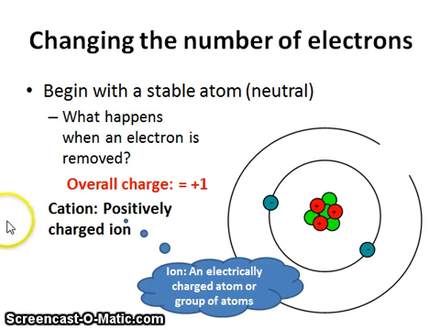A proper definition for a cation will be a positively charged ion, and the word ion means an electrically charged atom or group of atoms. In this case, our atom is no longer neutral, it is charged, so it is an ion. And what type of ion is it? A cation, because it's positive.